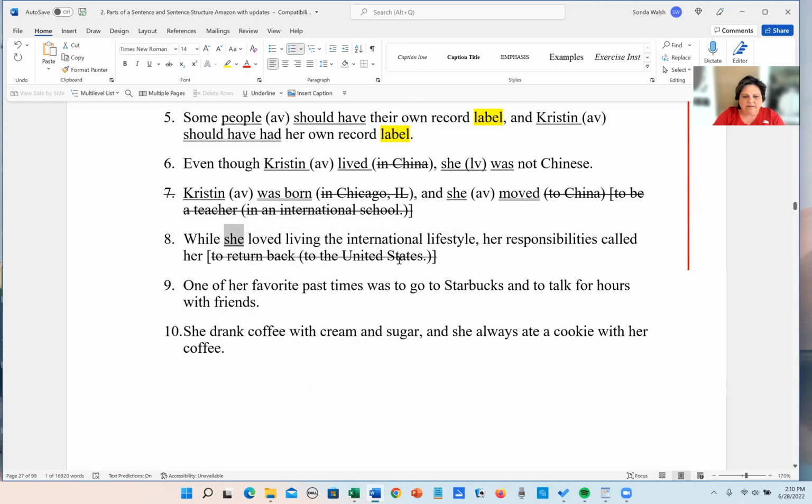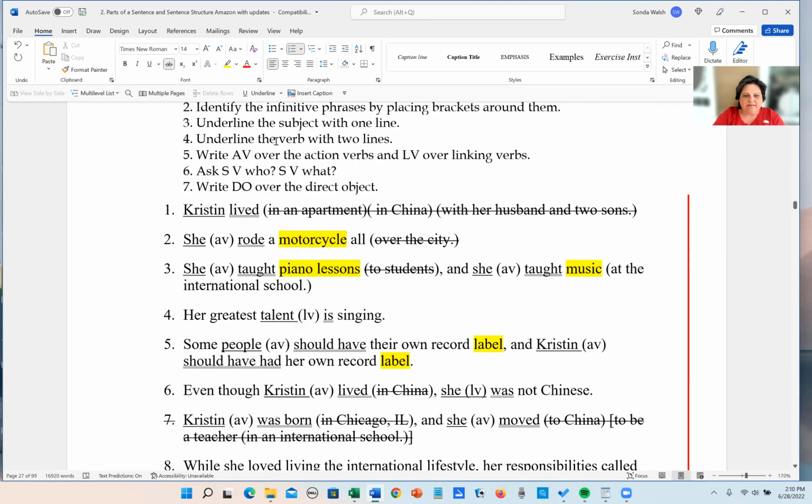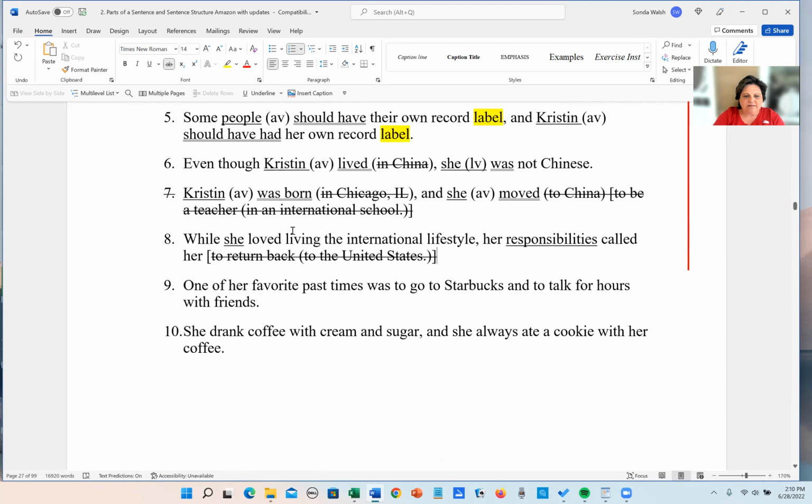And responsibilities is our subject here. Okay. The next thing is underline the verb with 2 lines. Loved is an action verb, and responsibilities called. Called is our verb over here. So underline that with 2 lines.